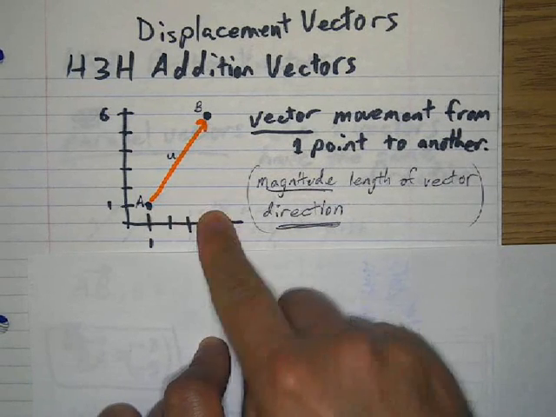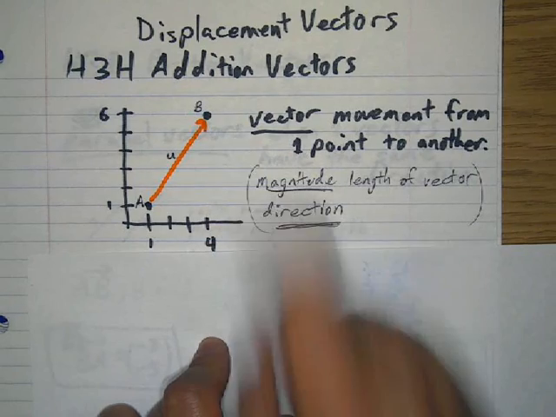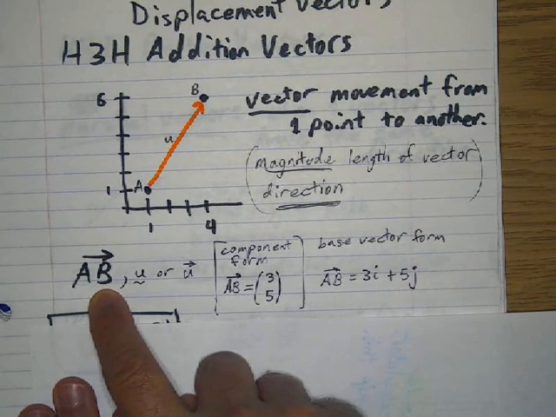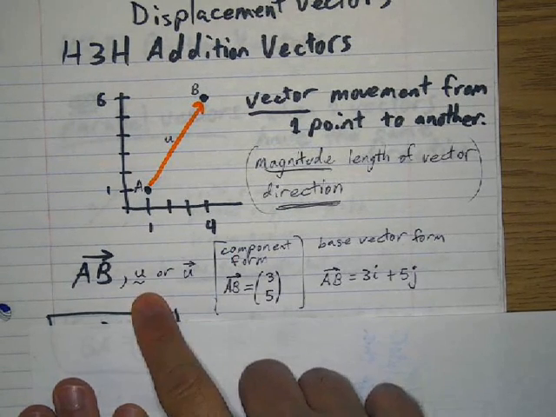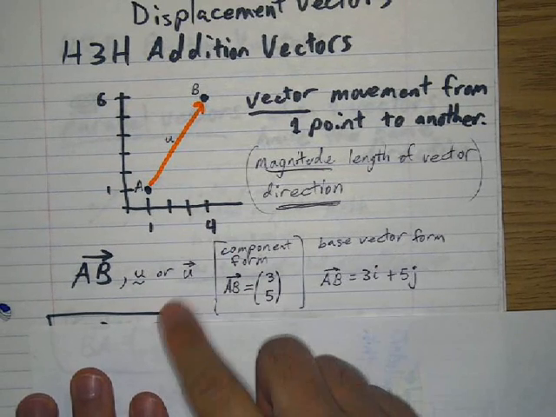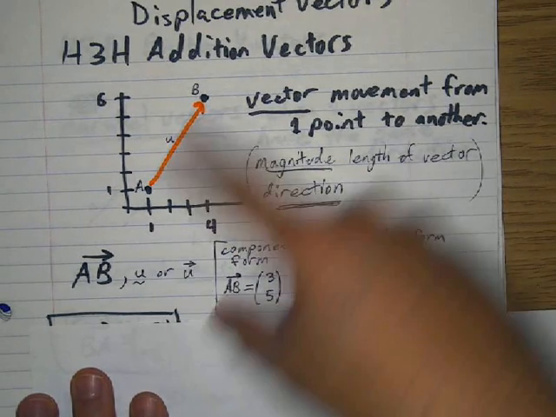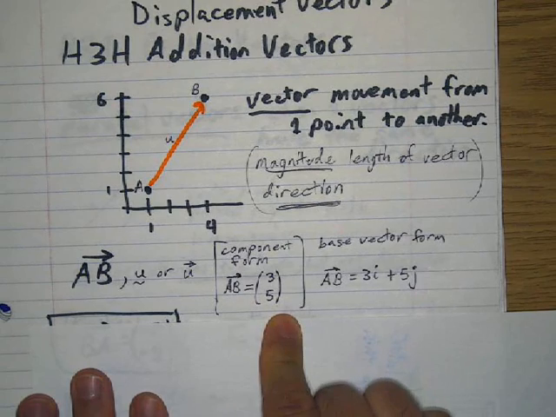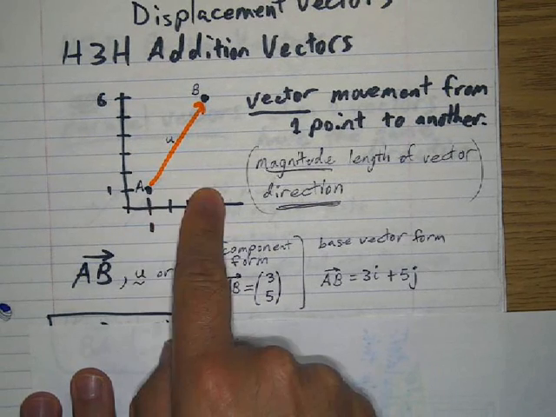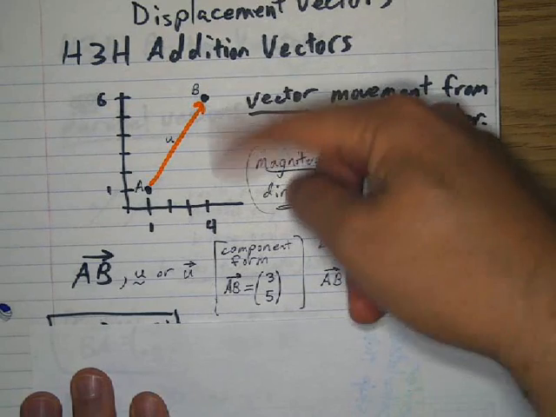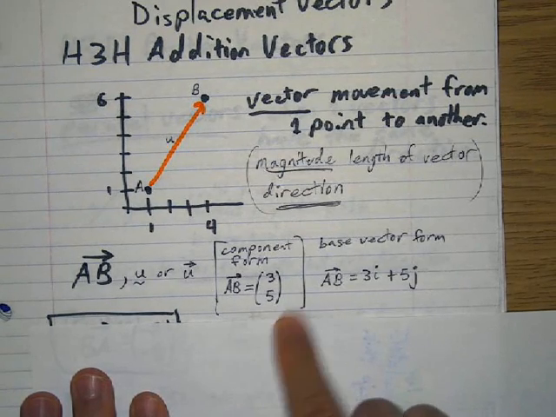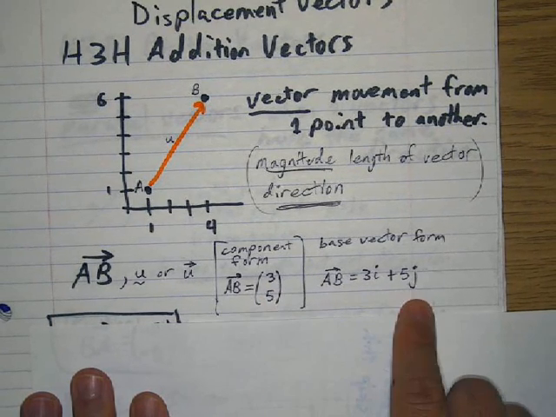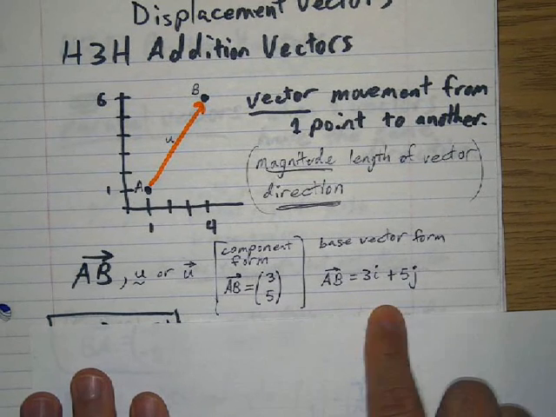Okay, so it goes over 3, up 5, right? I could write this starting at point A, going to point B. You can write it with a lowercase letter, or you could write it with a line with a single arrow to represent that it's a vector. In component form, I could write it as: in the x direction I go over 3, in the y direction I go up 5. I can write it like this. If I'm going to write it in base vector form, the x value is always written with an i, and the y value is always written with a j. So that's written in base vector form.